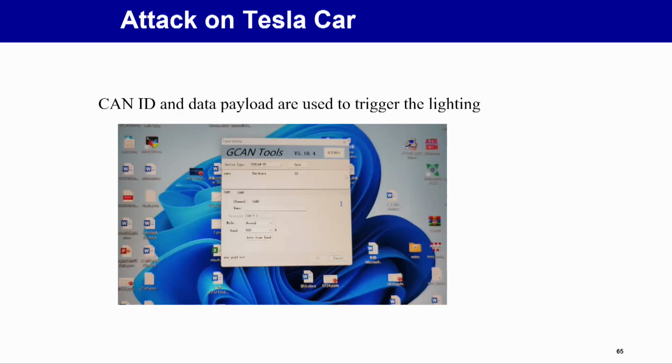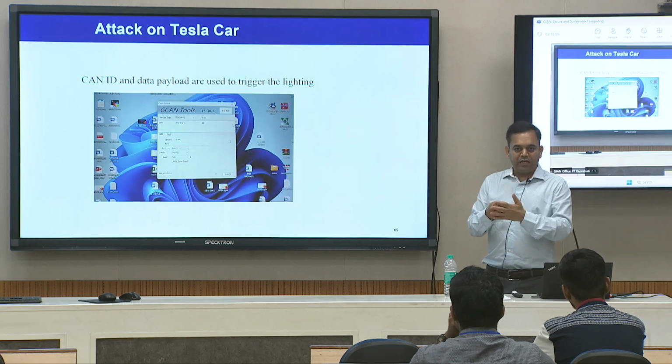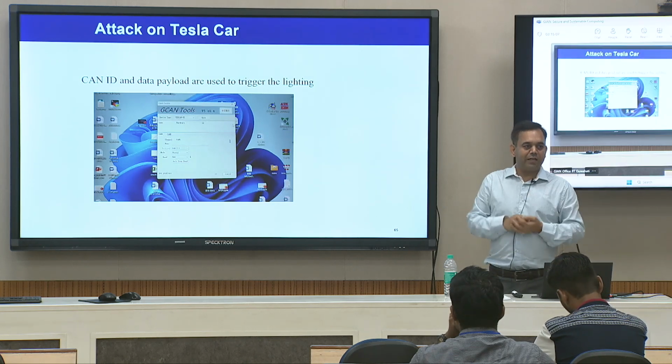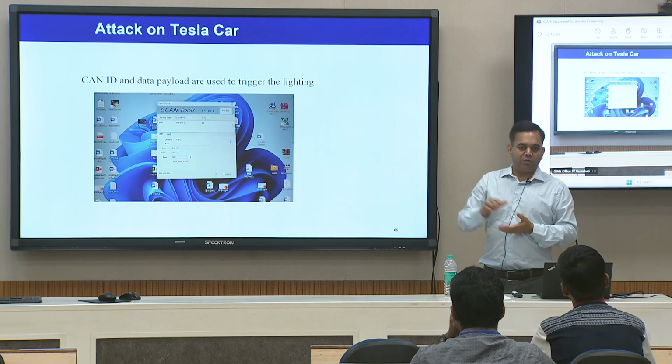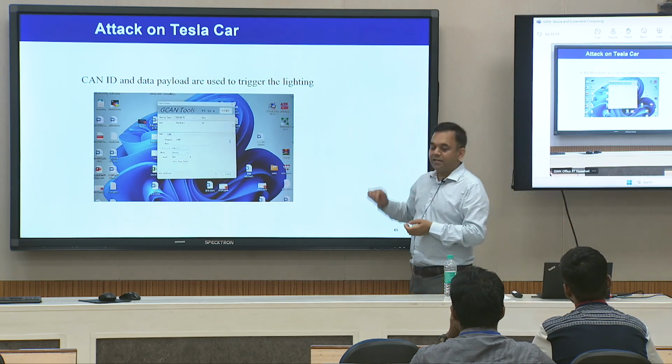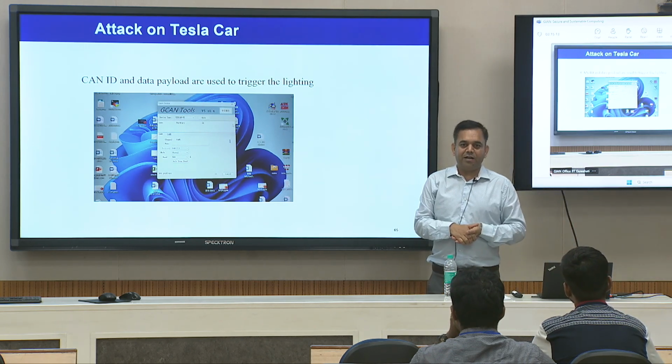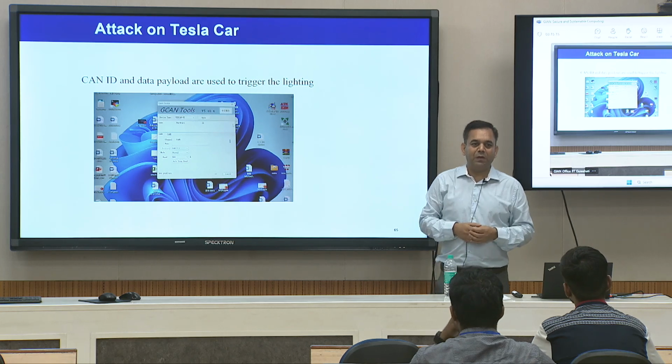Now let's look at a real attack. This is changing the CAN ID and payload to trigger the lighting. The car is standing, but for the CAN bus you can connect through the OBD port, and for a particular CAN ID you can change the payload and it will just trigger the lighting of the car, whereas you are not doing it from the real control.